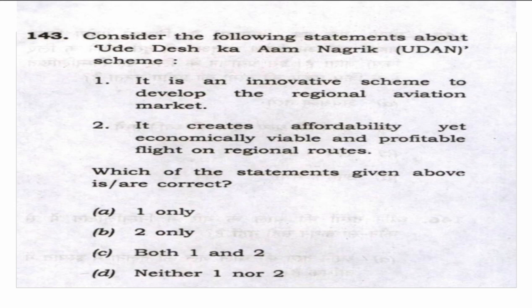So, here regarding the Udan scheme, both these statements are correct. See, under the Udan scheme, the central government is trying to find innovative solutions to develop the regional aviation market, and it also creates affordable, economically viable and profitable flights on regional routes. So both these statements are correct. So option C is the correct answer.